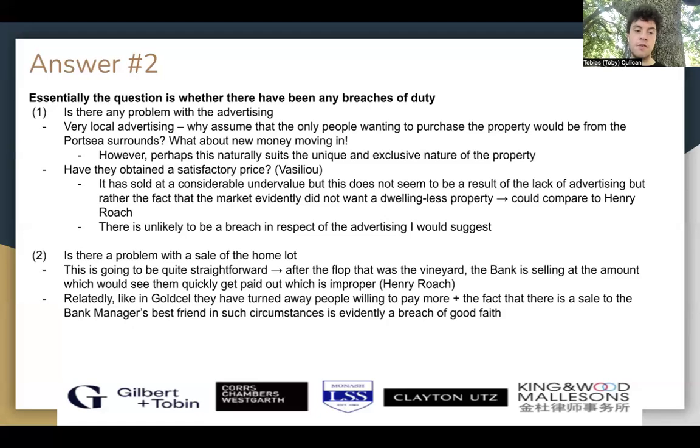Have they obtained a satisfactory price? It has sold at a considerable undervalue, but this does not seem to be a result of the lack of advertising, but rather the fact that the market evidently did not want a dwellingless property. You compare it to Henry Roach, that the market didn't want a refinery.